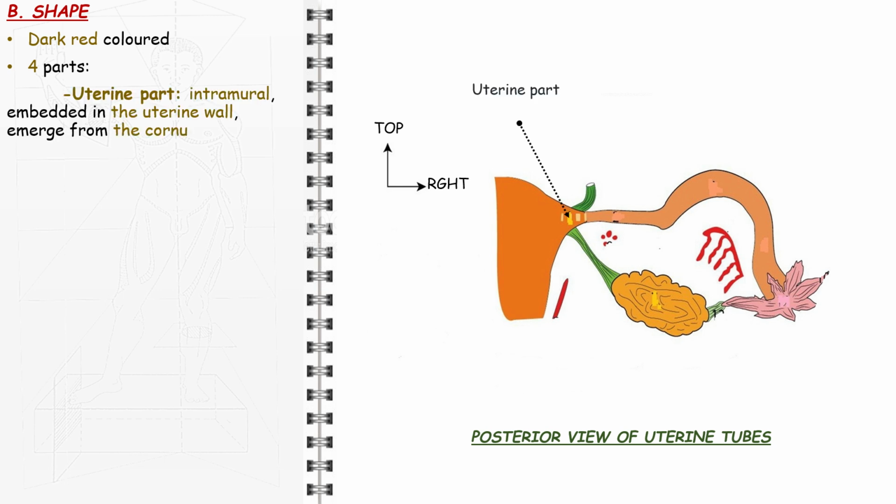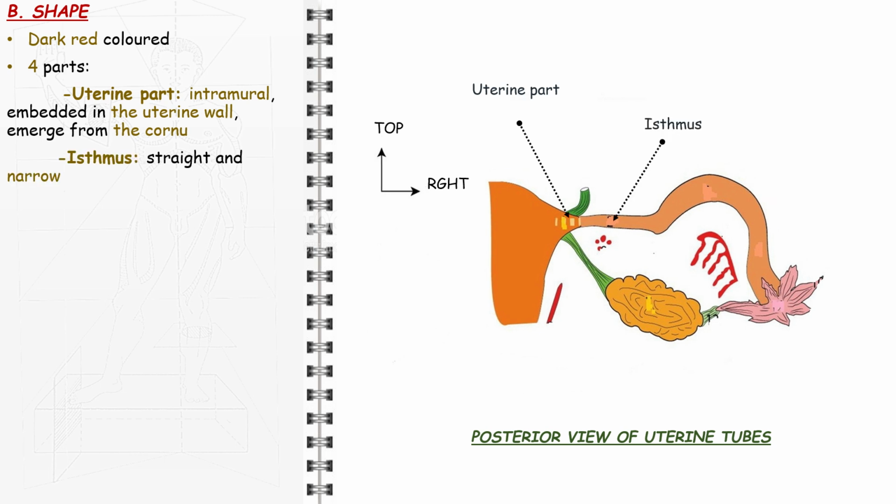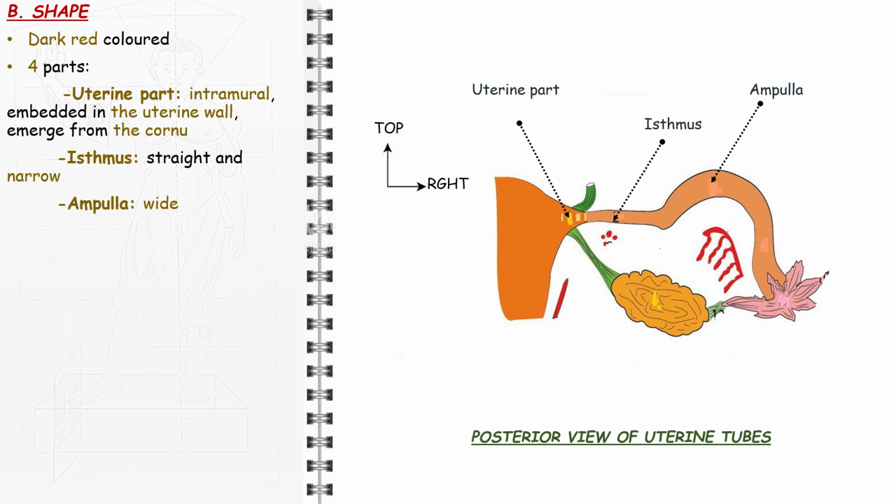The uterine part, or intramural or also interstitial part, is embedded in the uterine wall and emerges from the cornu. It has an oblique path upwards and outwards. The isthmus is straight and narrow between the round ligament in front and the ligament of the ovary backwards. Its wall is thick when rolling between finger and thumb. The ampulla is wide and is limper.